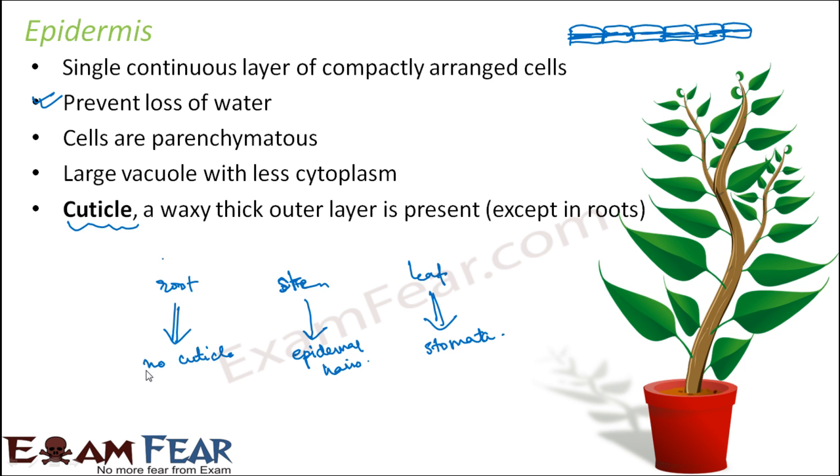Everywhere, the function is to prevent water loss. The purpose remains the same, but somewhere it takes place through stomata, somewhere through cuticle. That is the only difference. So the function of epidermis is to prevent water loss and thereby protect the plant part.